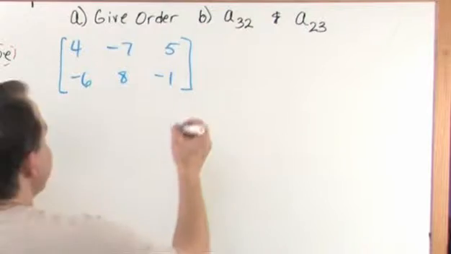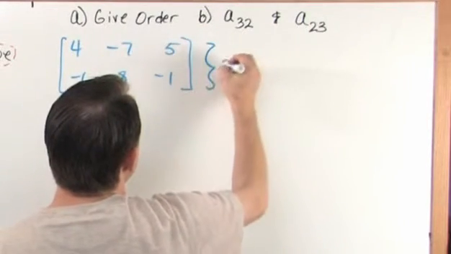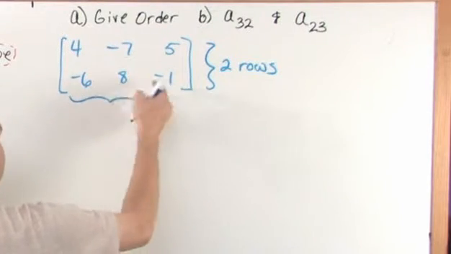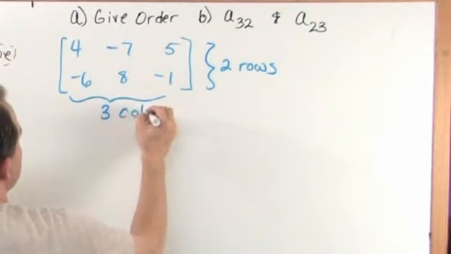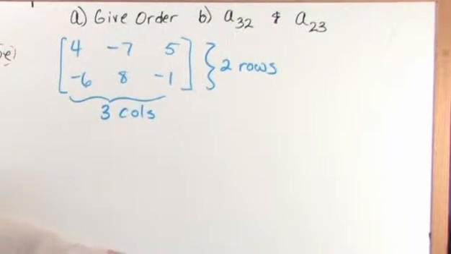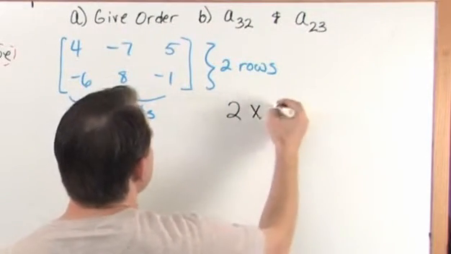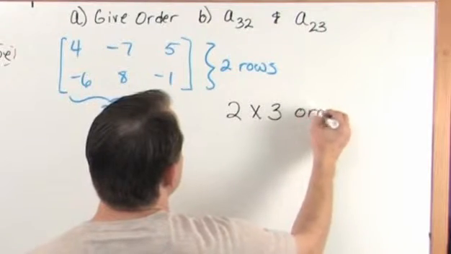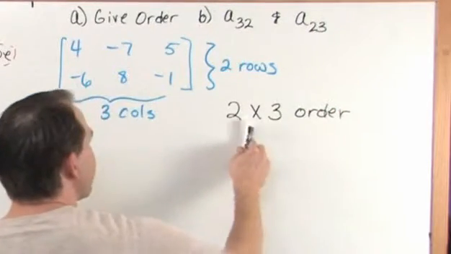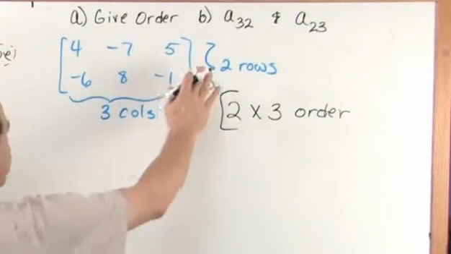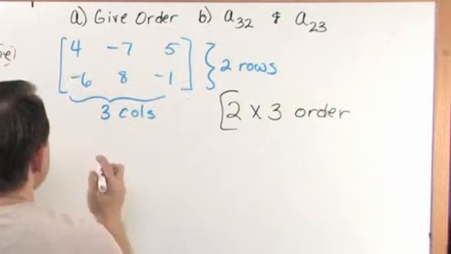So the first thing we want to do is find the order. Okay? Well, we see right away that we have 2 rows, and we also see that we have 1, 2, 3 columns. And if you remember, the order of a matrix is the rows, with this x here, meaning 2 by 3. Rows comes first, then columns. So the order is 2 by 3. Okay? Order is 2 by 3. Now let's try to go ahead and do the second part. Let's find A32 and A23 if possible.